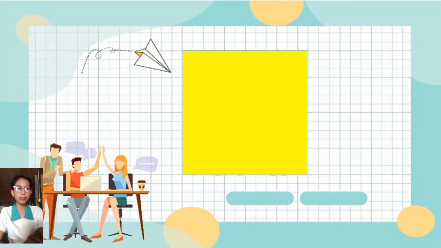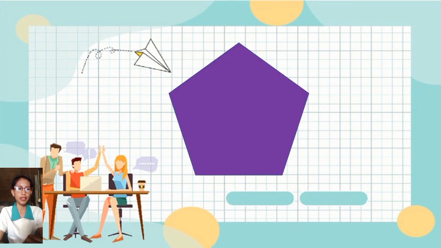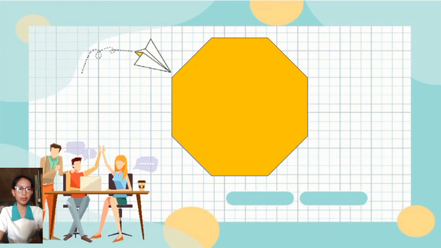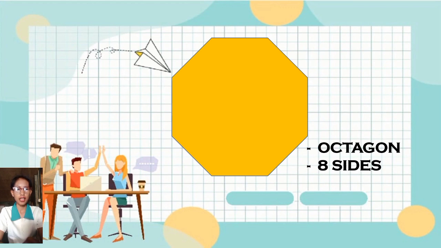Second picture. Correct. It is a square and it has 4 sides. Third picture. Very good. It is a pentagon and it has 5 sides. Last picture. Correct. It is an octagon and it has 8 sides.